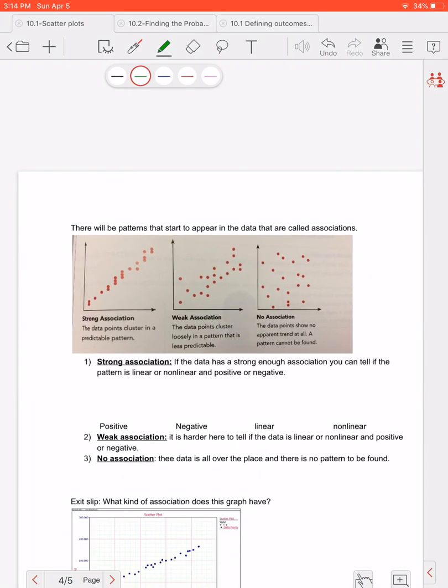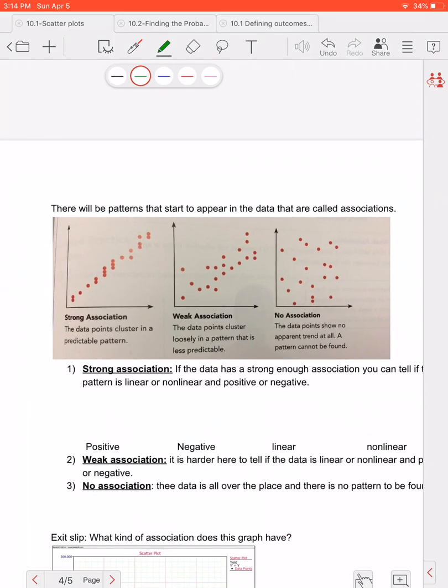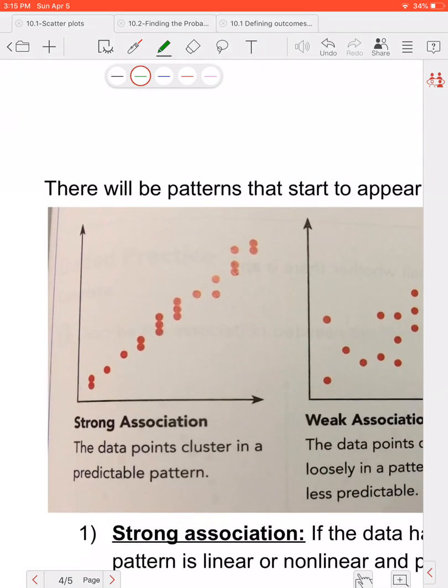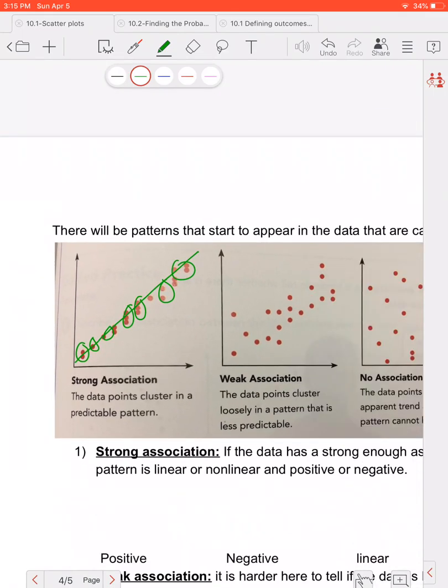Now, sometimes patterns will start to appear, and those are called associations. So strong associations, we can see these points are almost on top of each other, okay? They're very, very close together. If I were to draw a line, they're very, very close to that line. Okay, so that's strong association.